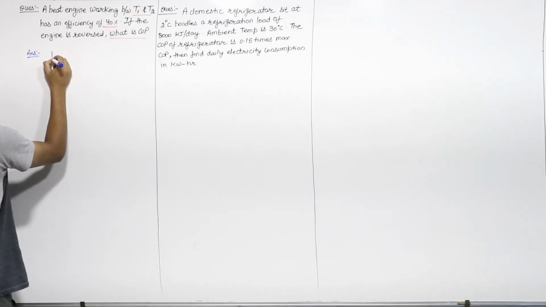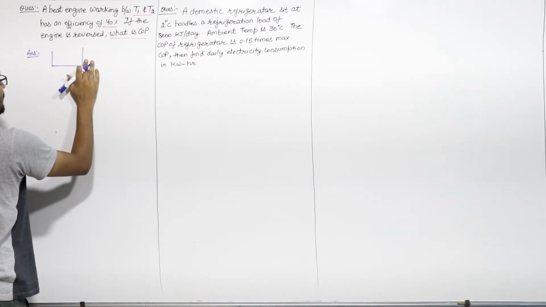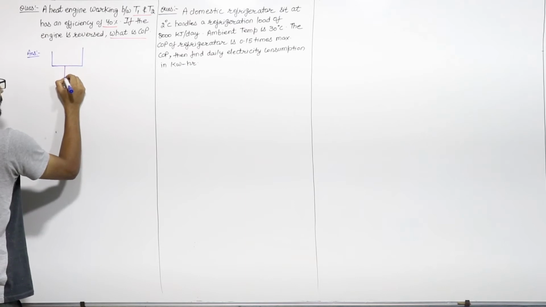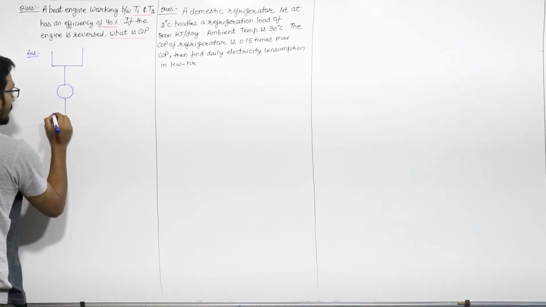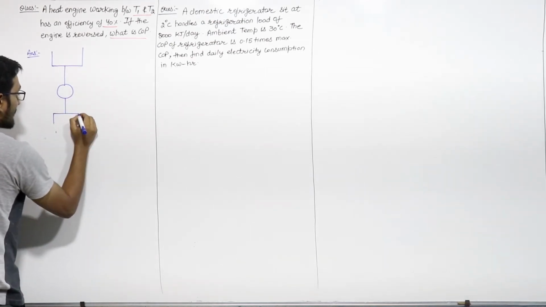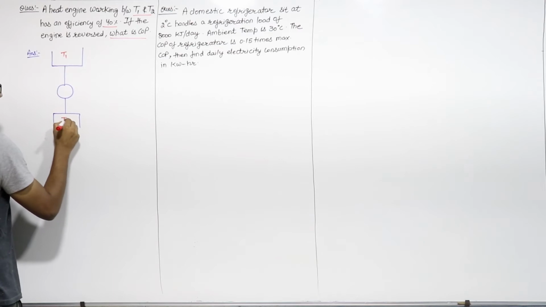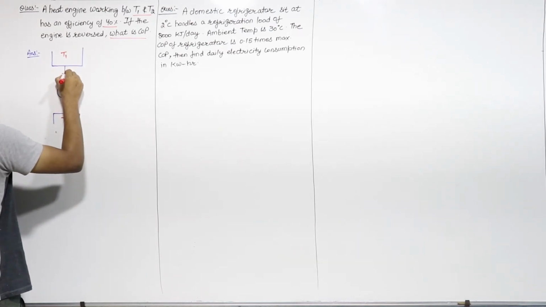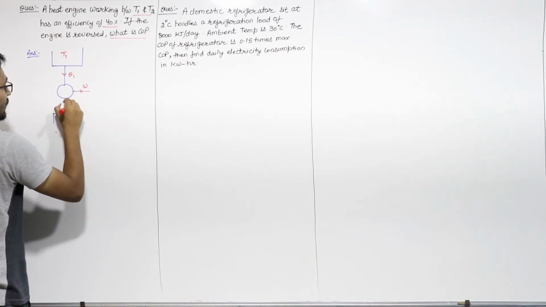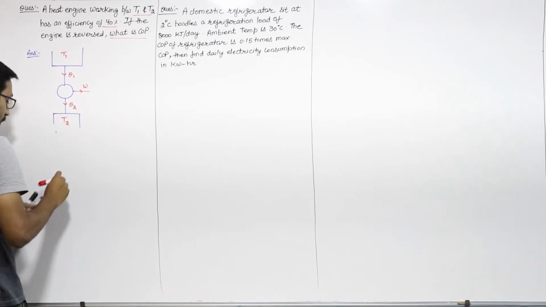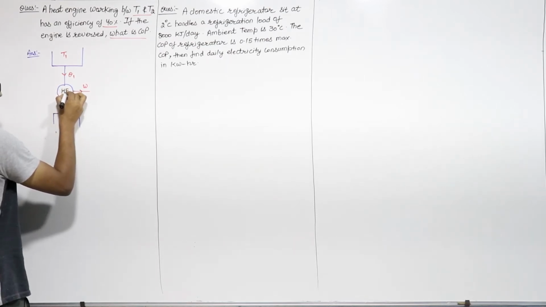Let us say this is the heat engine. Suppose this is a temperature reservoir T1. There is a heat engine. This is a temperature reservoir T2. So this temperature is T1, this temperature is T2, and the heat supplied is, let us say, Q1. Work produced by this heat engine is, let us say, W. Heat rejected, let us say, is Q2. So this is a heat engine which is working between temperature limits T1 and T2.